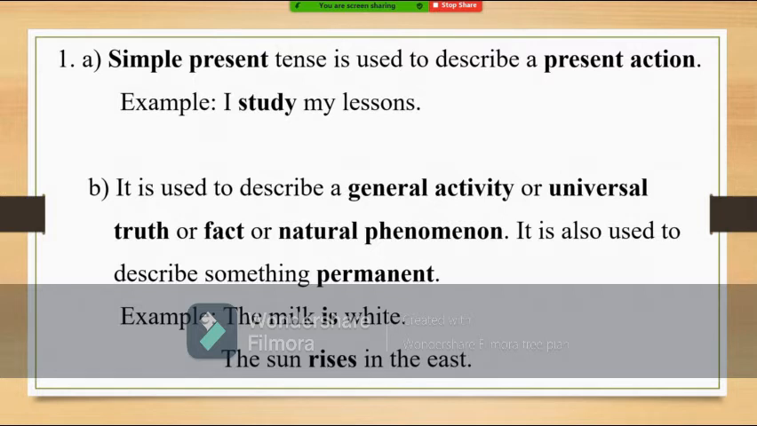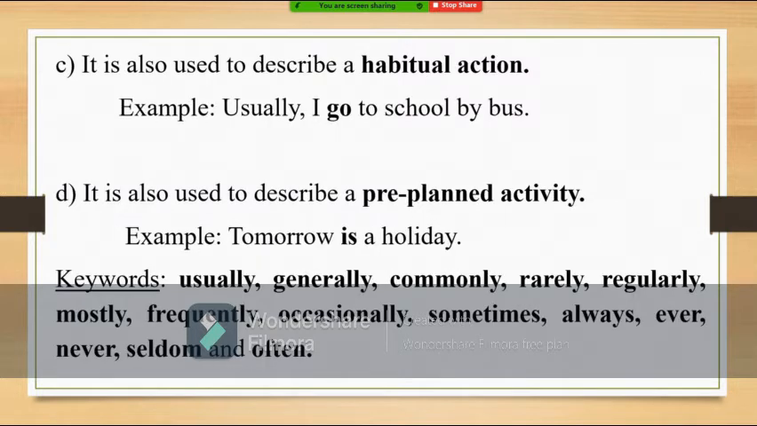And the third one is habitual action. For habitual action we must use only simple present tense. And the fourth one is pre-planned activity. Already an action that is to happen is decided. If it is decided previously, it is called pre-planned activity. For that pre-planned activity, we can use simple present tense.